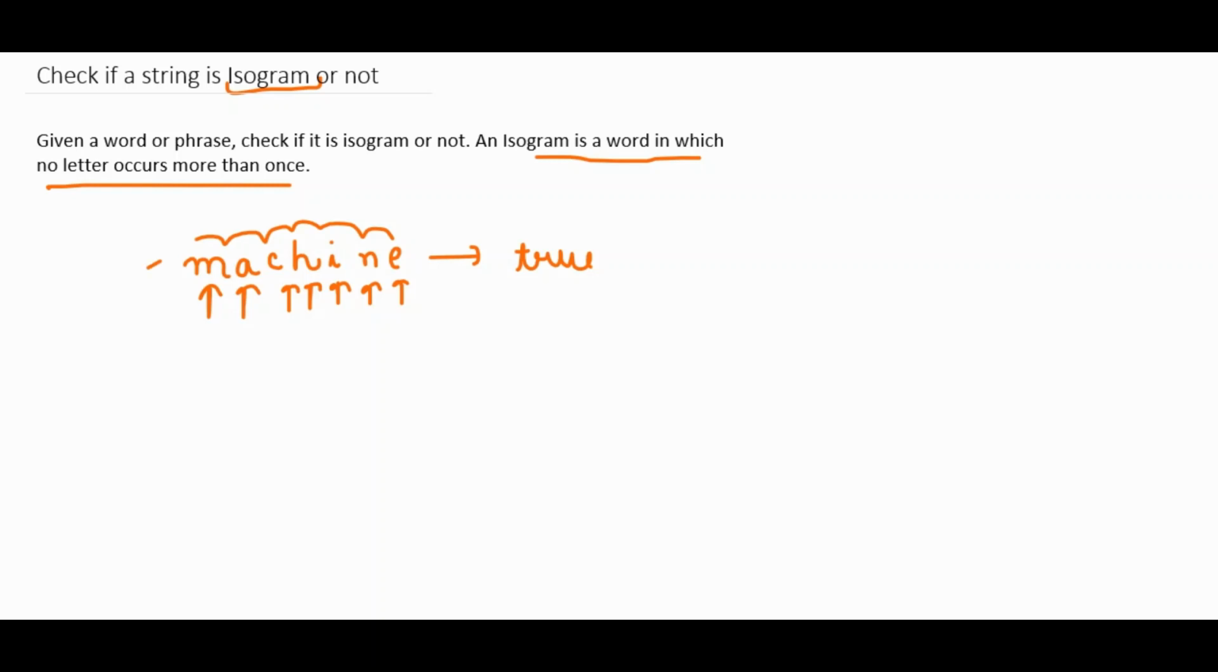Now let's take another example. Let's say we have geek as a string given to us. So in this geek we have two e's present here, right? So this violates the statement of isogram. That is, isogram is a word in which no letter occurs more than once. So in this word, E is coming twice, so this is not an isogram. So in this case, we will return false.